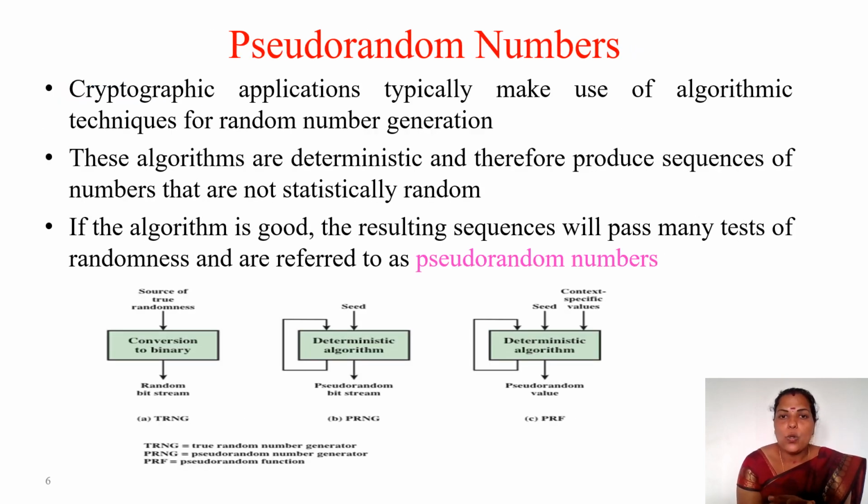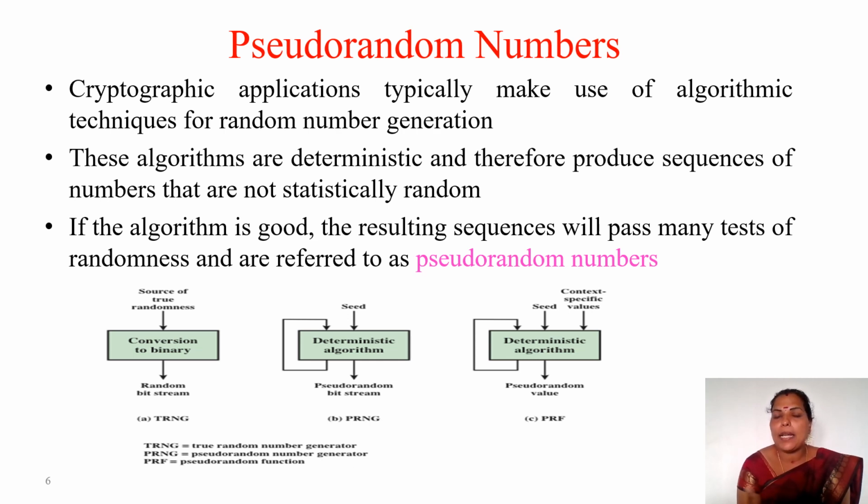So next is pseudo random numbers. You know what pseudo is? Pseudo means it is false. So pseudo here means it is not statistically random, but it is a random number. We are calling it a random number, but truly it is not statistically random. That is called pseudo random numbers. Mainly we use pseudo random numbers in cryptographic techniques.